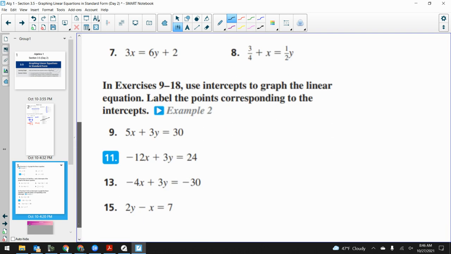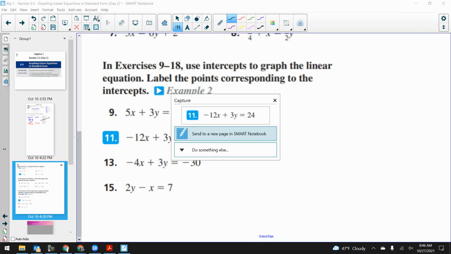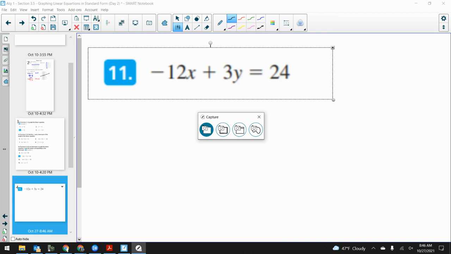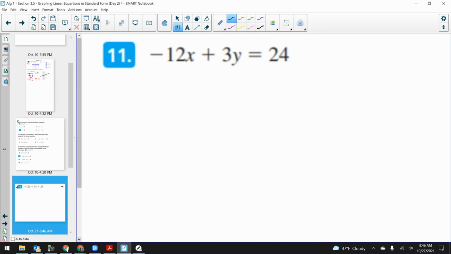11. So let's take a look at 11. All right, so I want to find the intercepts and graph. Well, the first thing that I want to do is find the x-intercept. So let me ask Noah, if I'm finding the x-intercept, where does 0 go?